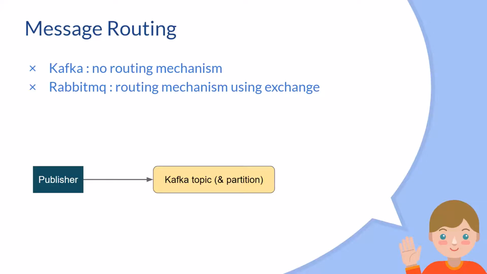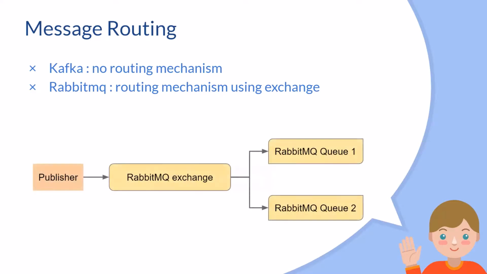RabbitMQ can route the message based on a routing key. There are several exchanges available: fanout, direct, and topic. Each has different functionalities. The publisher can attach a routing key, and RabbitMQ will route the message to one or more queues to be consumed.